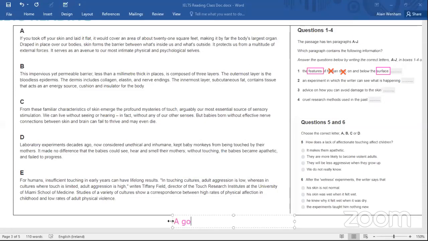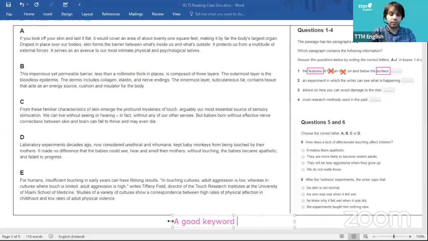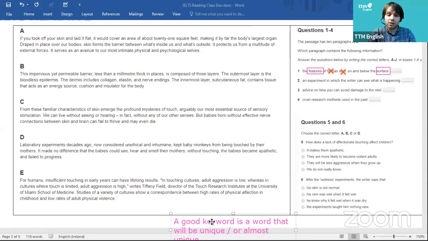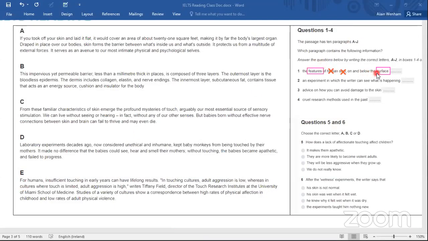Surface. A good keyword in general, though, John, is a word that will be unique or almost unique in the text. Not very common. Okay, so we've got features and we've got surface. Now, we can search for the exact words, or we can search for synonyms of features. I'm not going to explain what synonyms means. I know that most of the people here know synonyms. So I'm going to assume that the answer is somewhere here. Can anyone find me synonyms of features and surface?